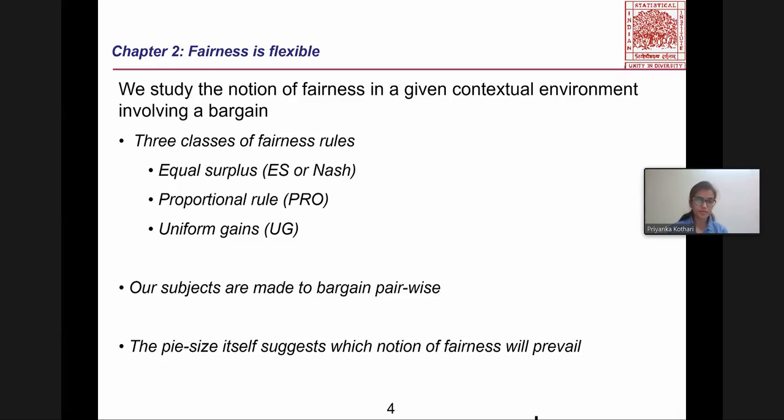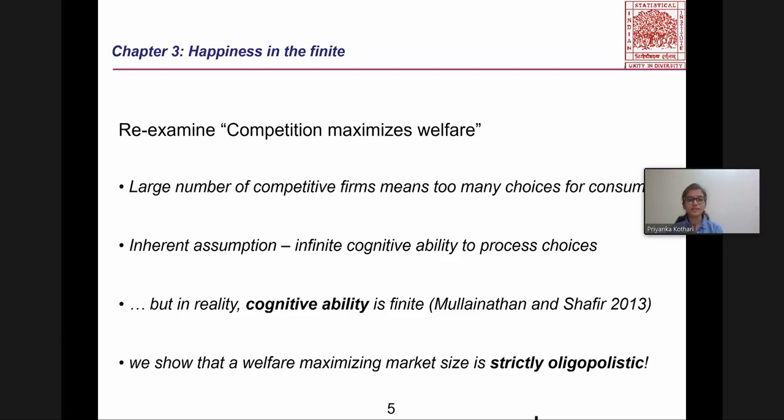And then the third chapter is Happiness Infinite. In this chapter, we examine the traditional idea established in economics that competition maximizes welfare. A large number of competitive firms means too many choices for consumers. With too many choices, there's also an inherent assumption that the cognitive ability to process these choices is infinite. And traditional economics says that if we have more choices, the welfare will be higher.